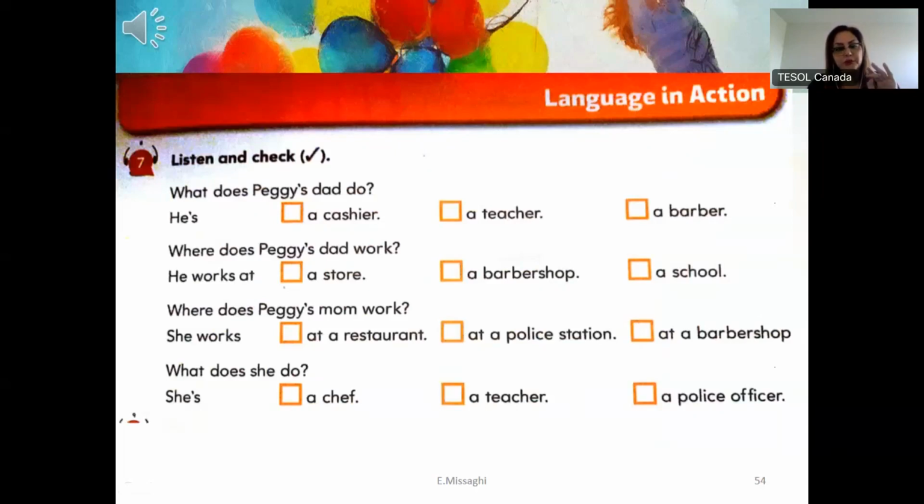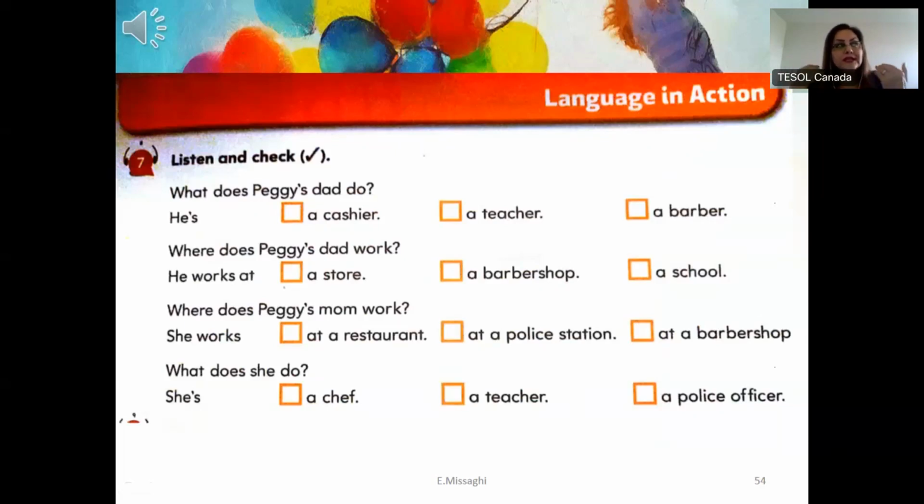Cashier, a teacher, a barber. So they have to learn the words, the meaning of the words. They know where the barber shop is. They should know where a store or police station or restaurant is. They should know the meaning of police officer and chef. So it's both top-down and bottom-up.